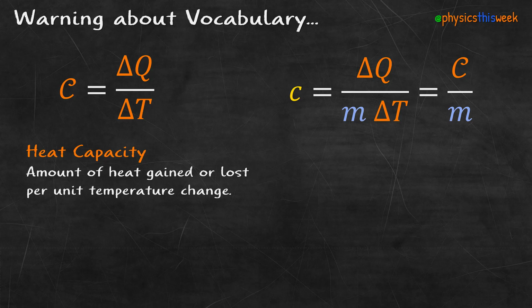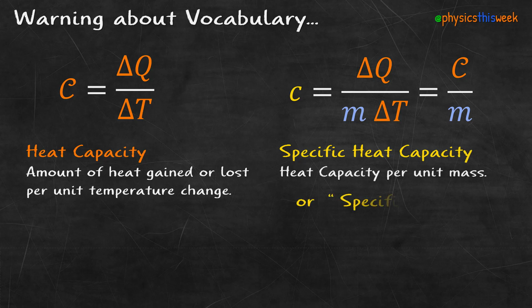Be careful about wording here. The heat capacity is the amount of heat that an object can hold. The specific heat capacity is the amount of heat per unit mass. Sometimes we refer to the specific heat capacity as simply the specific heat.